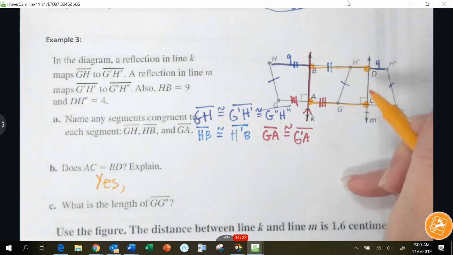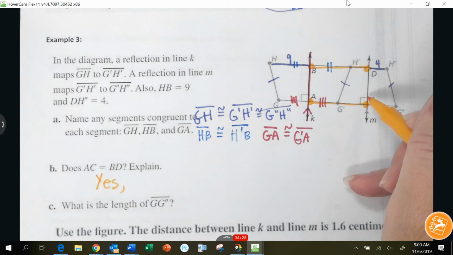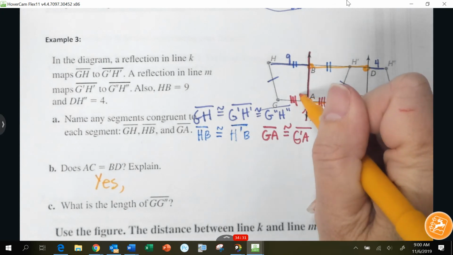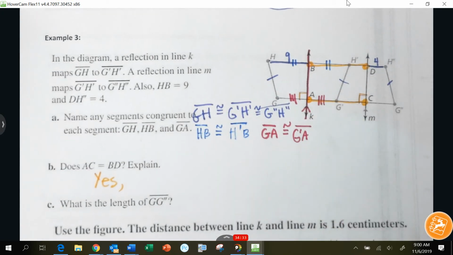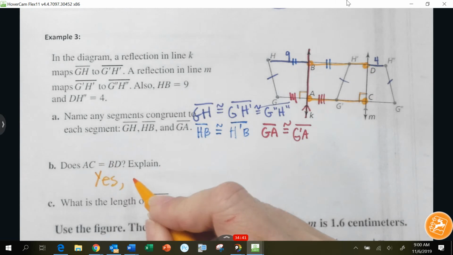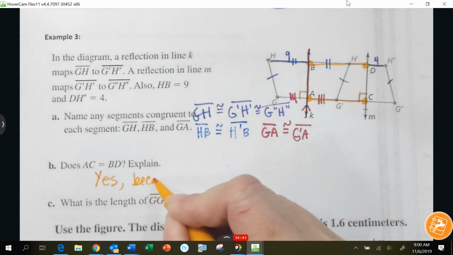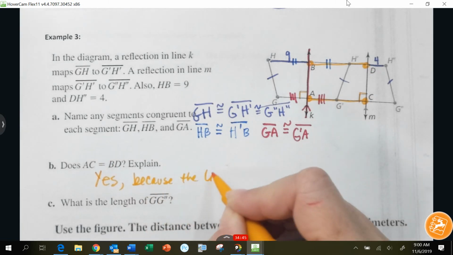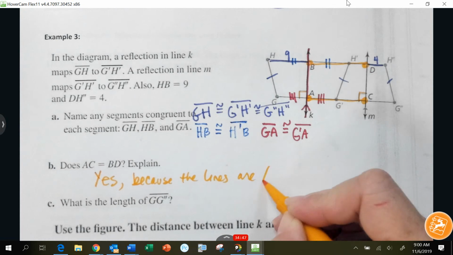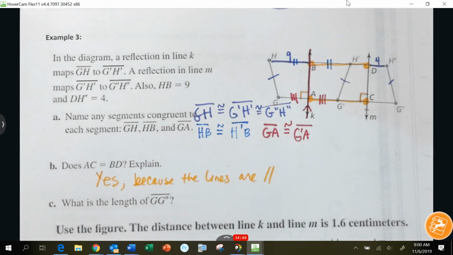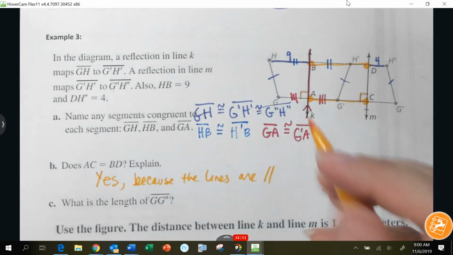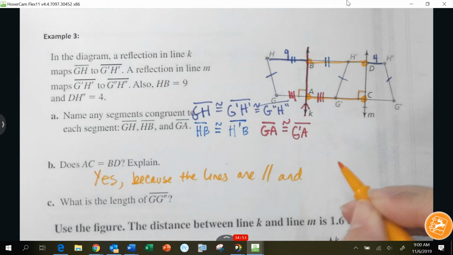And we know that it is distance because of what David said, that these are perpendicular. That's why we know it is distance, but it's because that's what parallel lines do. They have the same distance between them the whole time. Yes, because lines are parallel and perpendicular.